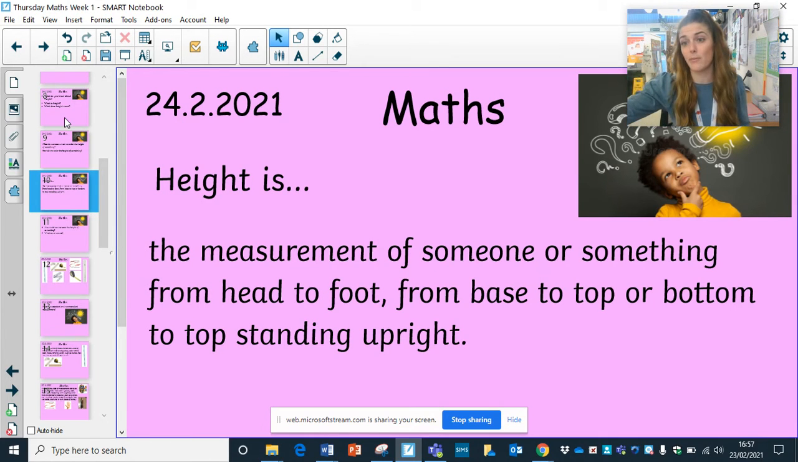So for a table, for instance, you'd measure how long it is end to end. If you're measuring the height, you would measure it from the table legs at the floor to the top of the table. So it has a slightly different measurement from the length to the height. It might be a slightly different number.